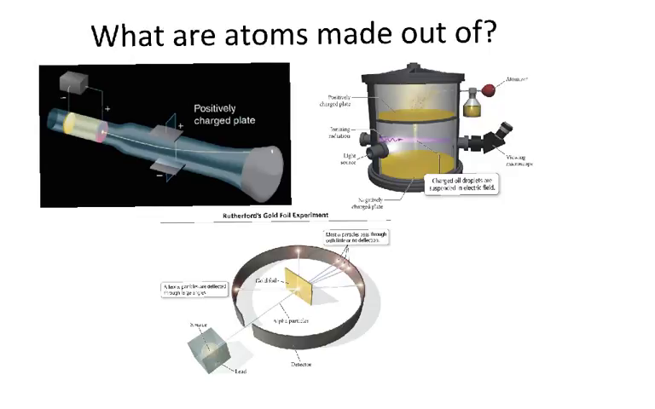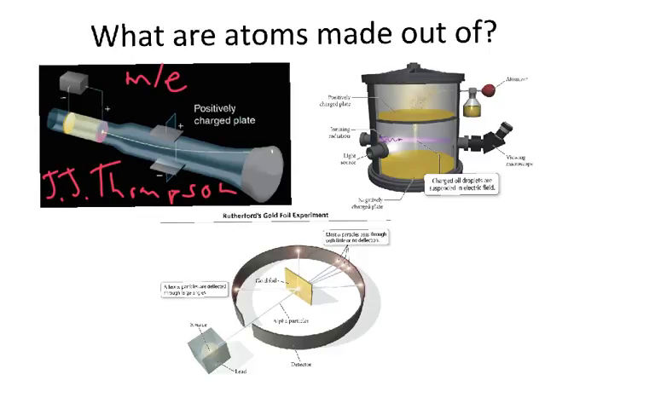So after the atomic theory was established, other scientists determined that the atom was made up of protons, neutrons, and electrons. The first person we talked about in class was J.J. Thomson. J.J. Thomson did the cathode ray tube experiment, and he was able to measure the charge to mass ratio of an electron.